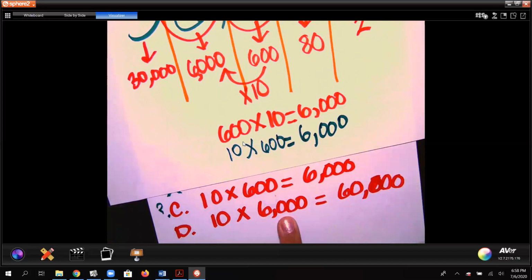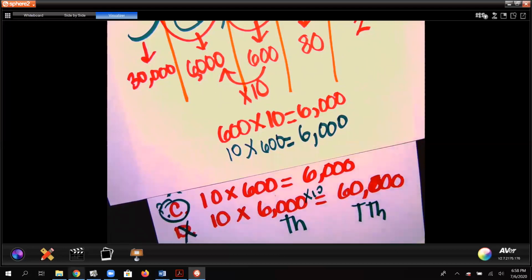10 times 6,000 is 60,000. Now this would mean that it was in the thousands place, and we did times 10 to get to the 10,000s place. This is 10,000, and that's not what we did. So the correct answer would be C.